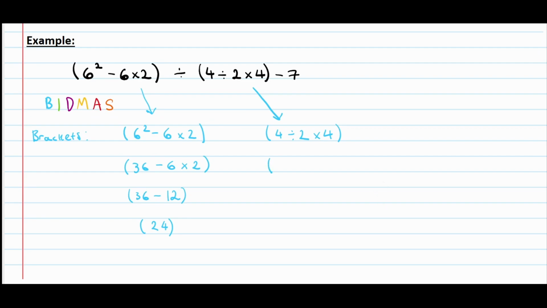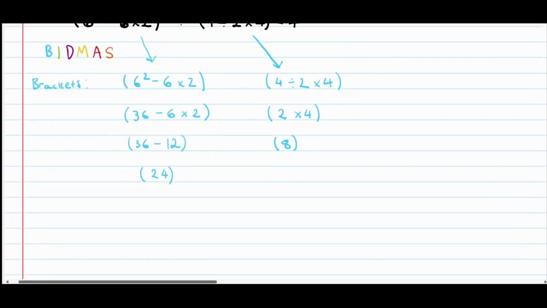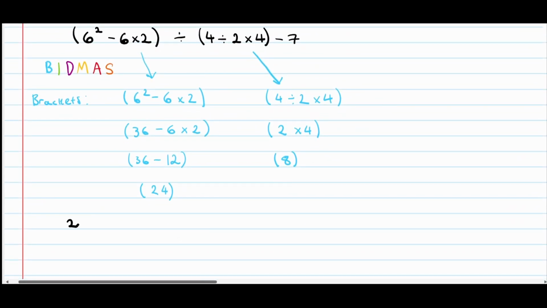So 4 divided by 2 is 2. Now we times it by 4. What do we have now? The only thing left is 2 times 4. So that will have to be 8. So now we've solved both the brackets. Now if we rewrite this question, what do we have? We have 24 divided by 8 minus 7.